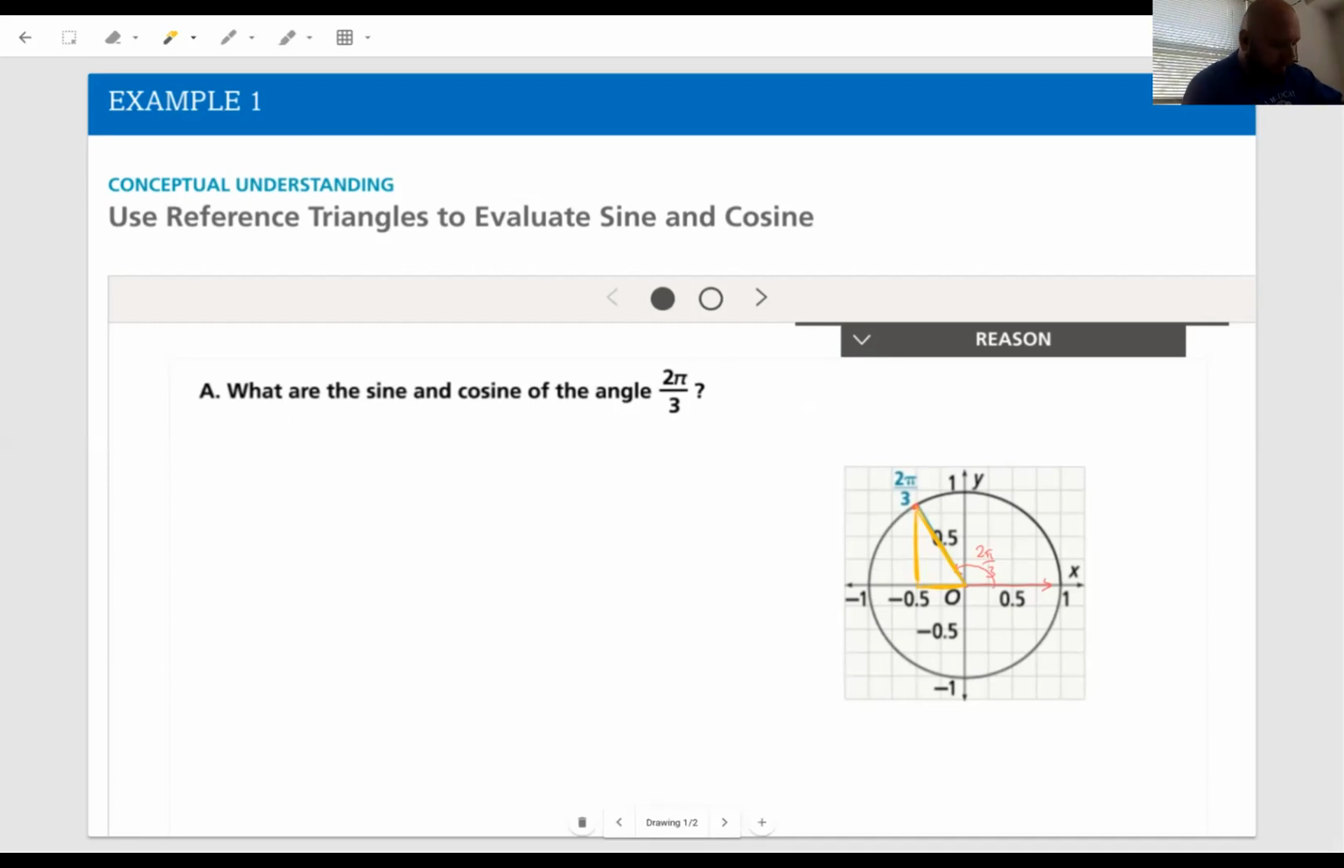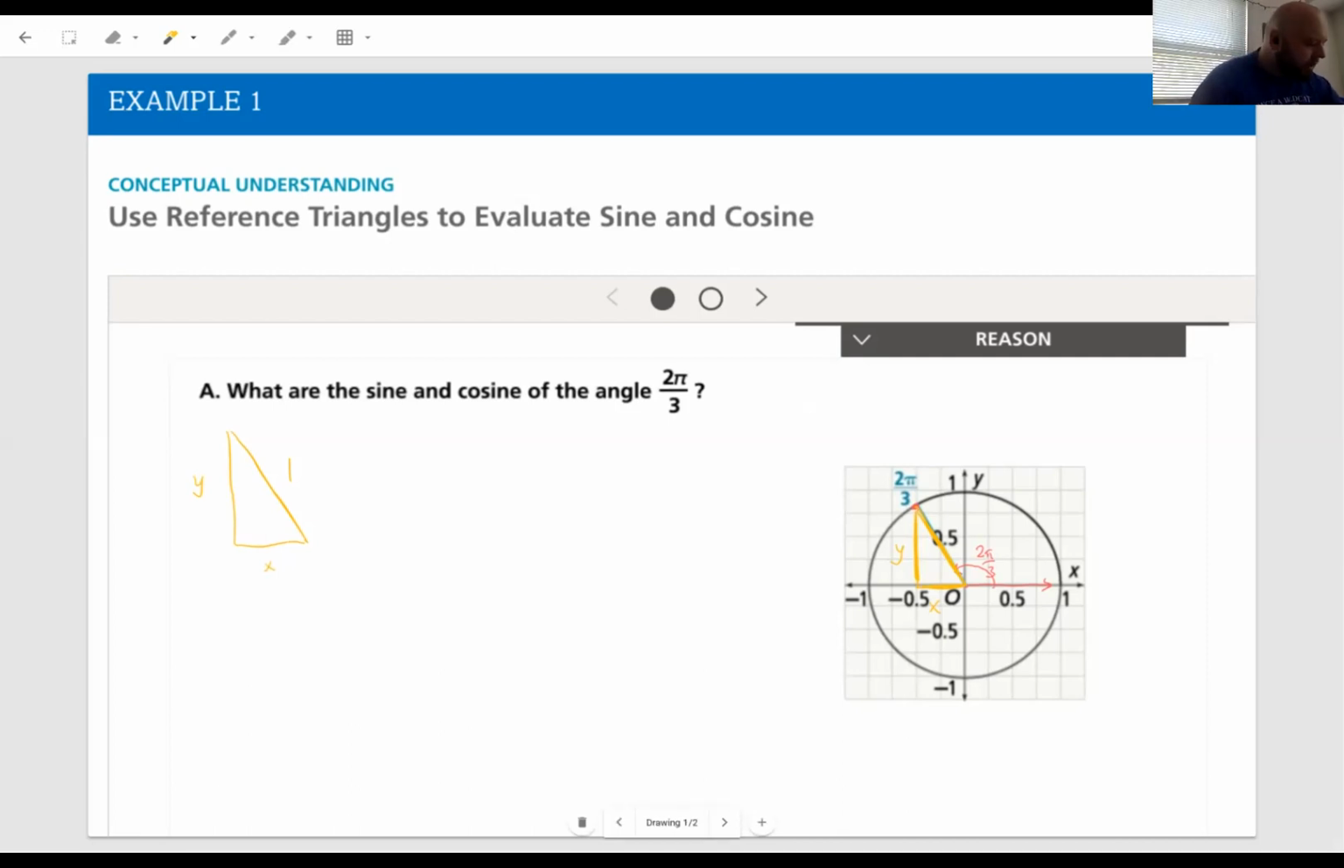And remember that this side is y, this side is x, and we're going to need to find our reference angle for this triangle here. So I'm going to draw my triangle over here just so I can make it a little bit bigger. This is y, this is x, this is 1 because it's on the unit circle, so the radius has to be 1.